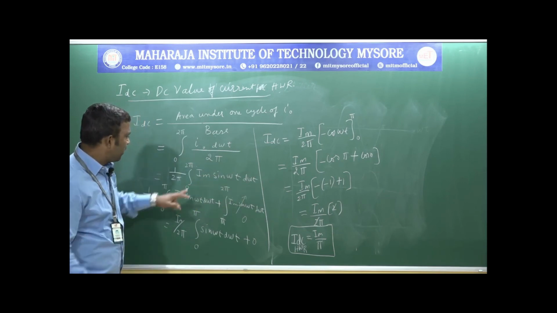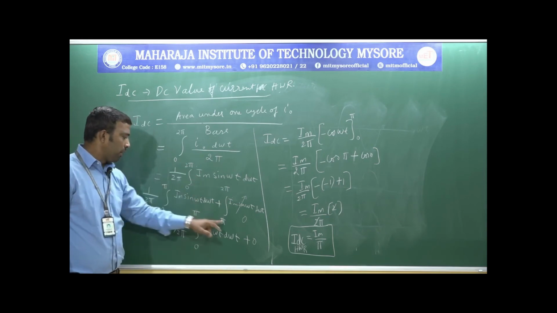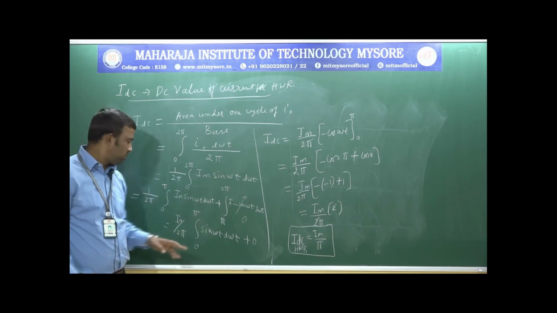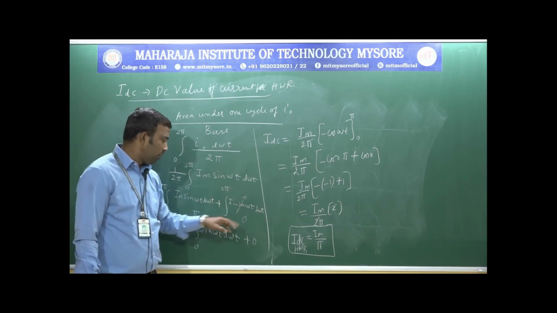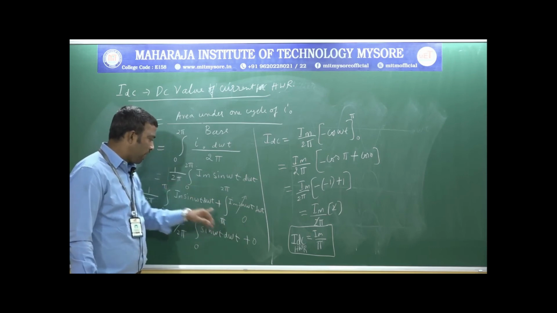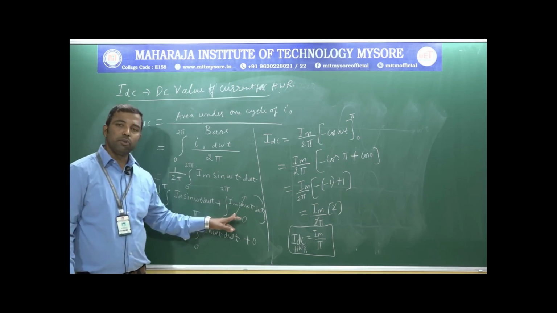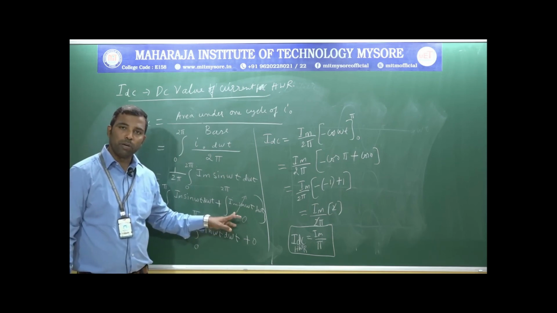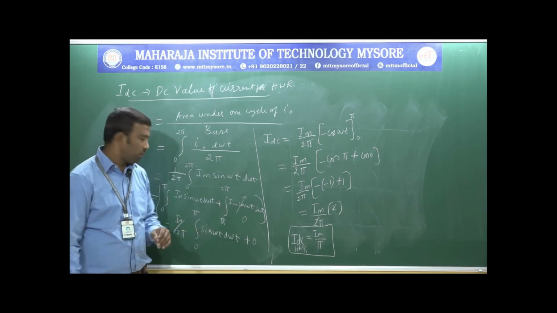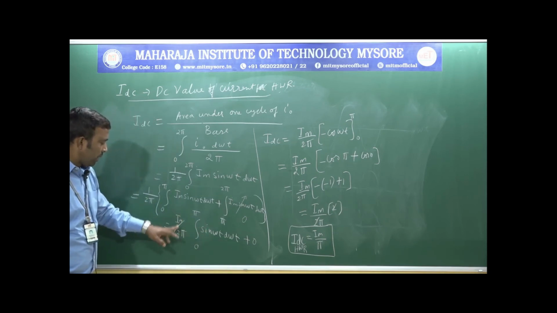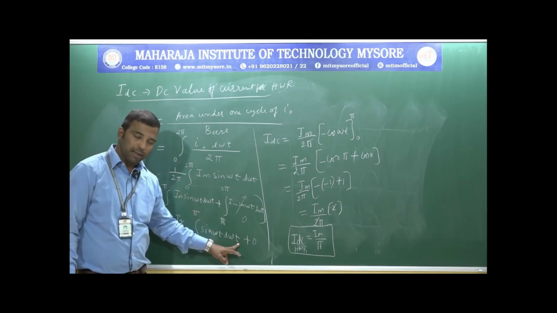I am going to split the integration term 0 to 2 pi as 0 to pi and pi to 2 pi, two values: Im sin omega t d omega t from 0 to pi as one value, and from pi to 2 pi as another value. Therefore, this second value becomes 0. This value becomes 0 because from pi to 2 pi the current value is 0. We only get Im by 2 pi times the integration from 0 to pi of sin omega t d omega t.